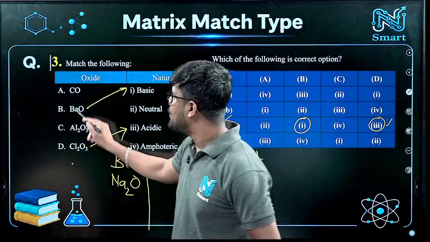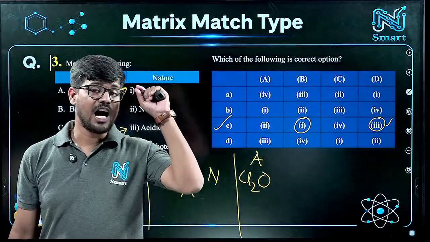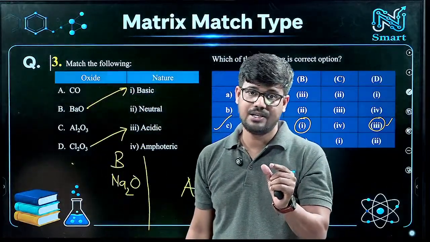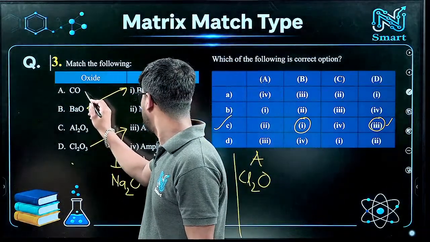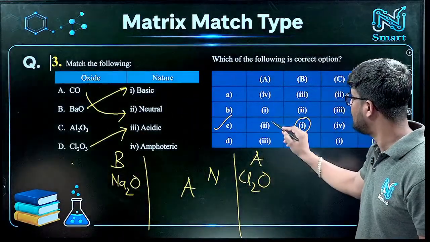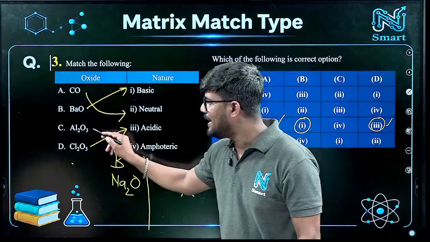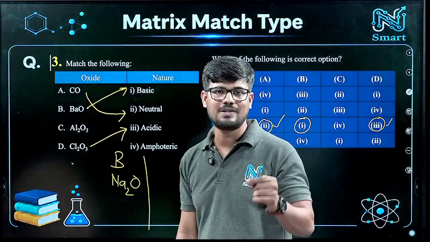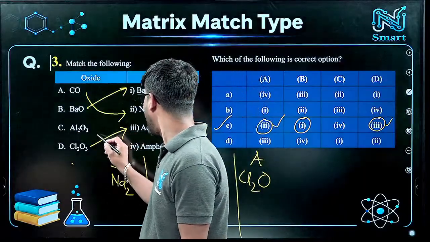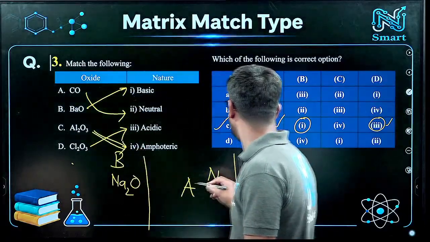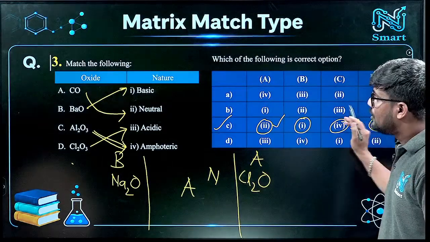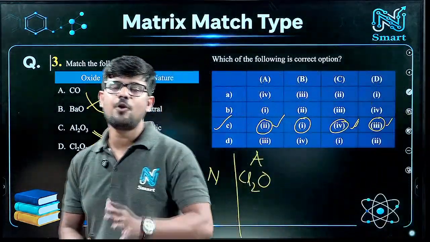Next, aluminium and CO. See, carbon monoxide CO, NO, N2O, these are all neutral oxides. So A should be with 2, correct. And Al2O3, aluminium oxide, zinc oxide, tin oxide, these are all amphoteric oxides. So C is with 4. So these are all information-based questions.